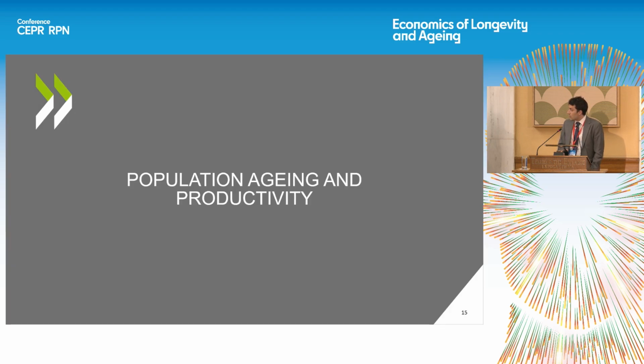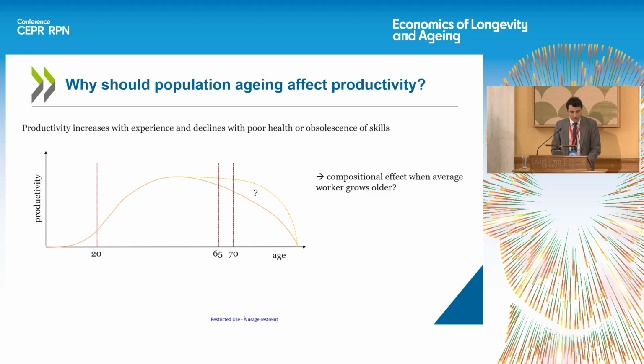Okay, so now let me move to population aging and productivity, which is the third part of that decomposition of GDP per capita that I showed initially. And here I want to start by acknowledging that the general notion seems to be that clearly population aging is bad for productivity. Now we've done a literature review that we published about a year ago, and from that literature we get a bit of a more nuanced perspective.